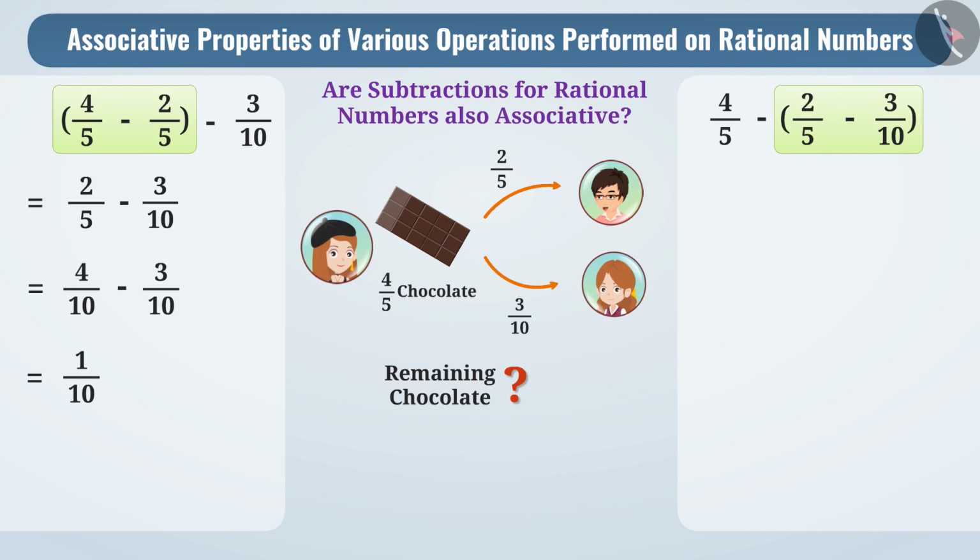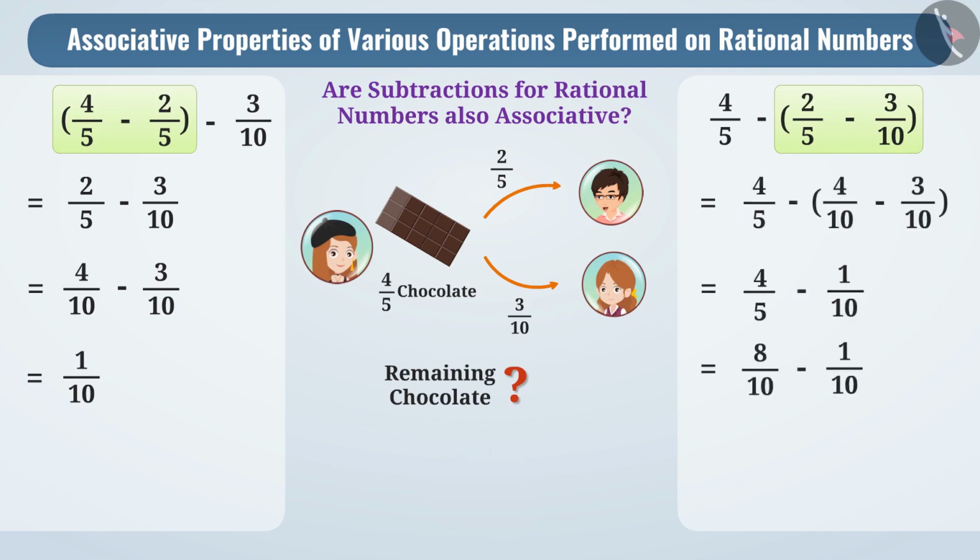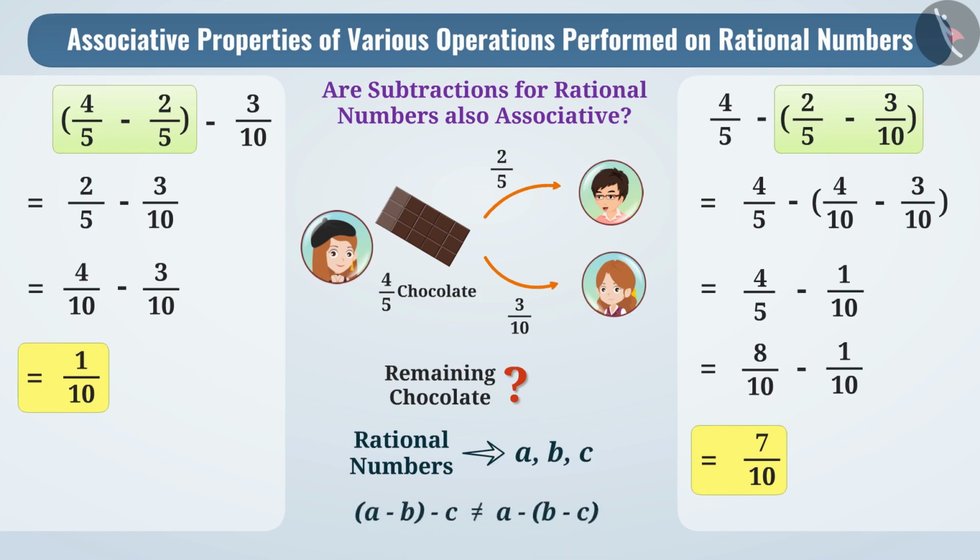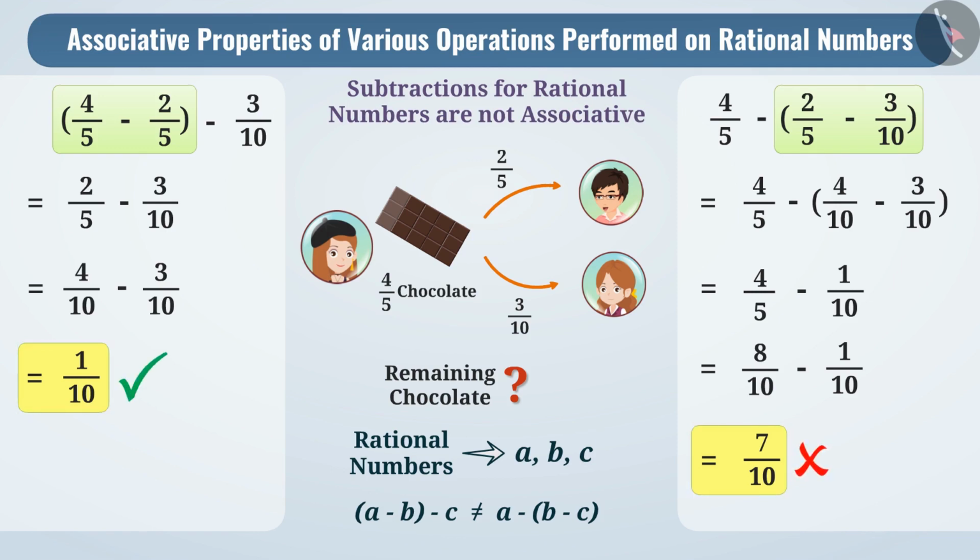Let me tell you, we can simplify it in this way. We will get the result 7 by 10. Here, the results are not the same in both cases. Therefore, any three rational numbers a, b, and c cannot be grouped in any way. It is necessary to subtract them in the given order. We can say that subtractions for rational numbers are not associative. Means, here the result of the first case is correct and the result of the second case is wrong. So, we can say that Aditi has 1/10 chocolate left.